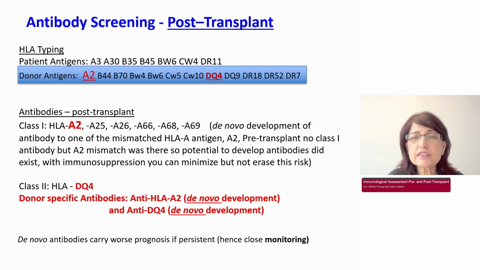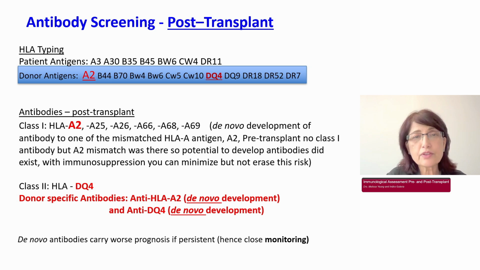This is referred to as de novo development of antibody to one of the mismatched HLA antigens, right? This was a mismatch, A3, A30. This patient was homozygous for A2. So there is de novo development of A2, with no pre-transplant class 1 antibody. This is an important concept used for all of our transplants, that you would be going ahead with a transplant which is mismatched, and there is no donor-specific antibody at the time of transplant.